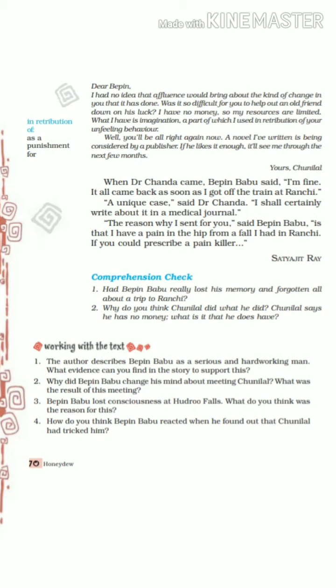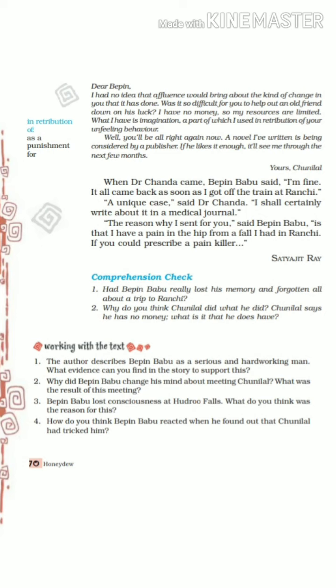Chunilal says that he had less money, so his resources were less. This means that when a person has less money, he is not able to reach many things that he wants to. Chunilal himself tells in this letter what the best talent of Chunilal is. It is his imagination. So he imagines a trick and plays it on Bipin Babu. What is that trick? It is about his memory. It is about the trip to Ranchi, which was not true. It was a fake trip created by Chunilal, which involved many other characters in this trick.